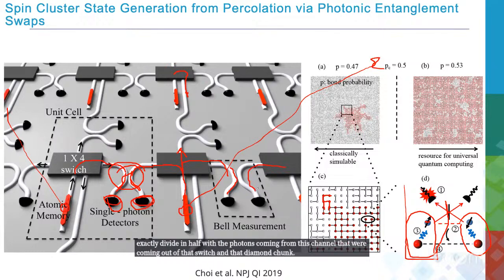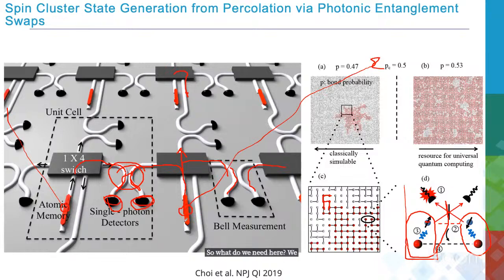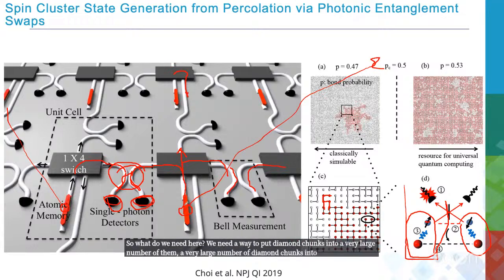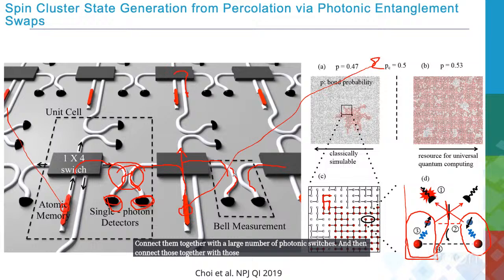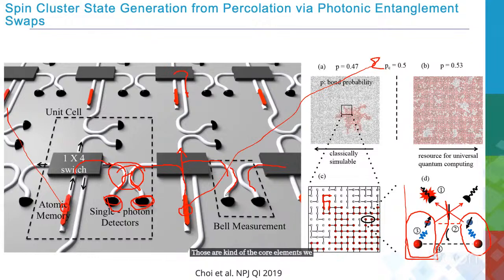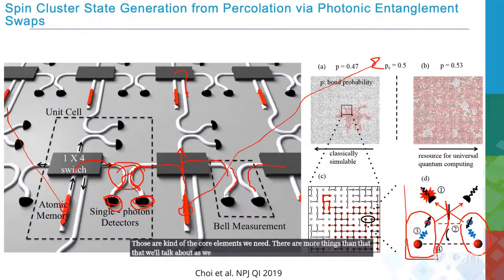So what do we need here, right? We need a way to put a very large number of diamond chunks into a very large number of what we call photonic waveguides, connect them together with a large number of photonic switches, and then connect those together with beam splitters or directional couplers, okay, again, large numbers of these things. And we need those to all terminate in single photon detectors, a very large number of single photon detectors. Those are kind of the core elements we need. There are more things than that we'll talk about as we go on today, but those are really kind of the core elements.